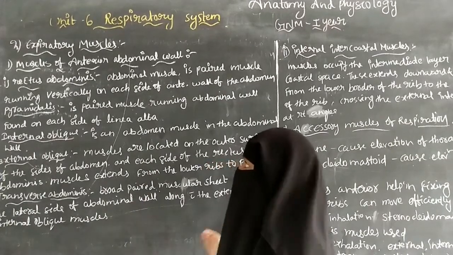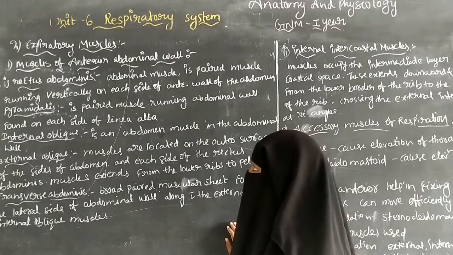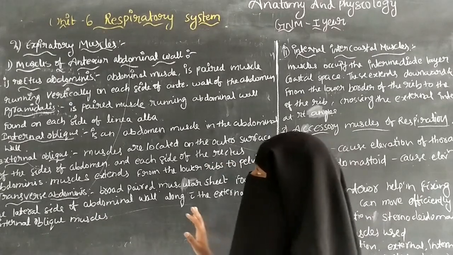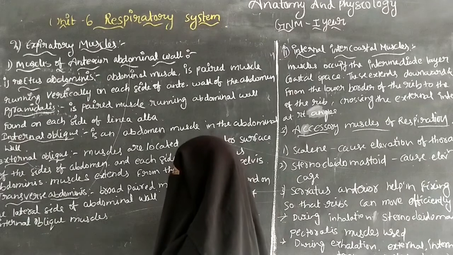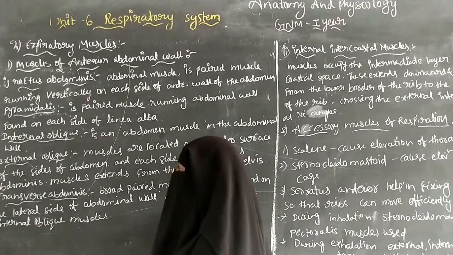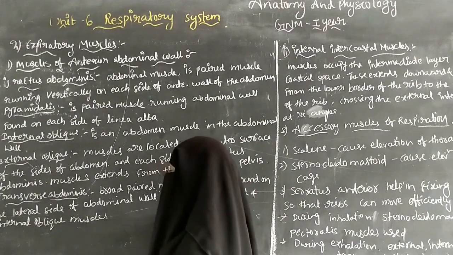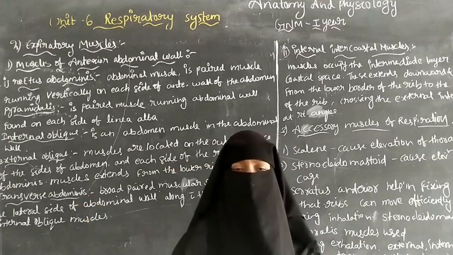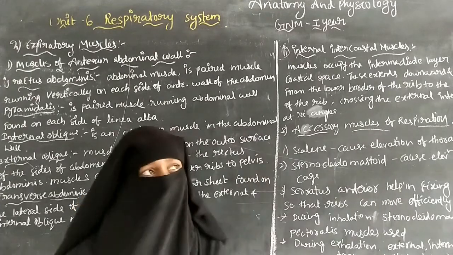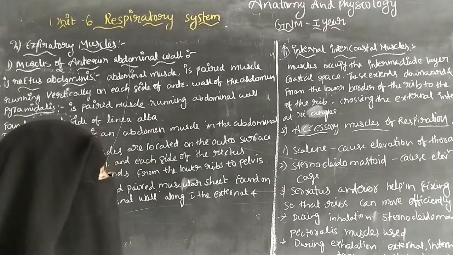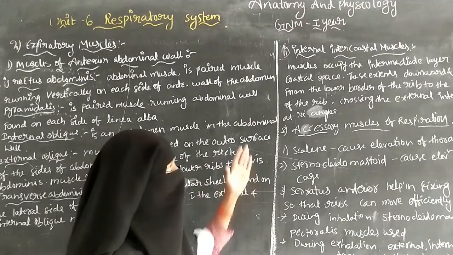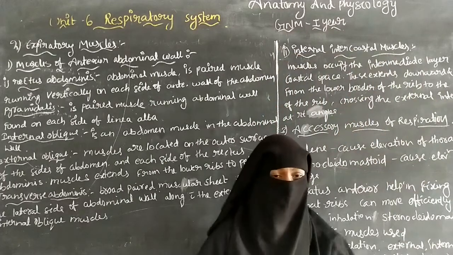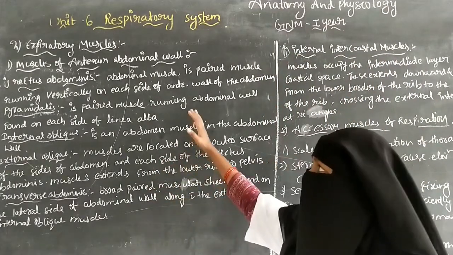These muscles are involved in expiration: the rectus abdominis, pyramidalis, internal oblique, external oblique and transverse abdominis muscles. Then we are going to discuss the internal intercostal muscles. So that is about the expiratory muscles.